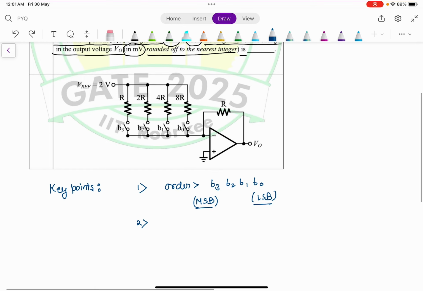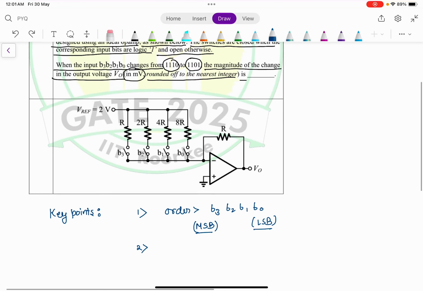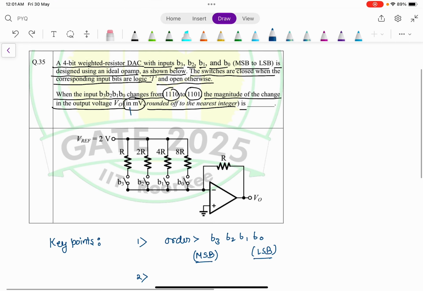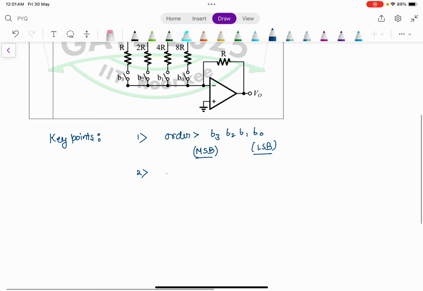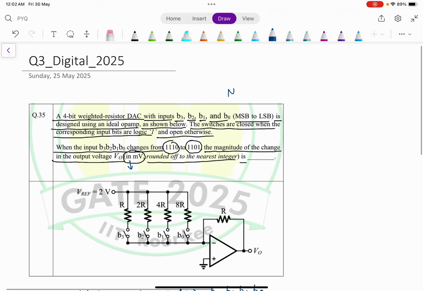So now coming back to the question, the next most important point is that your answer should be in millivolt. So again, please read the question carefully. 99% of students make this mistake while answering, because it is a NAT, numerical answer type, question.